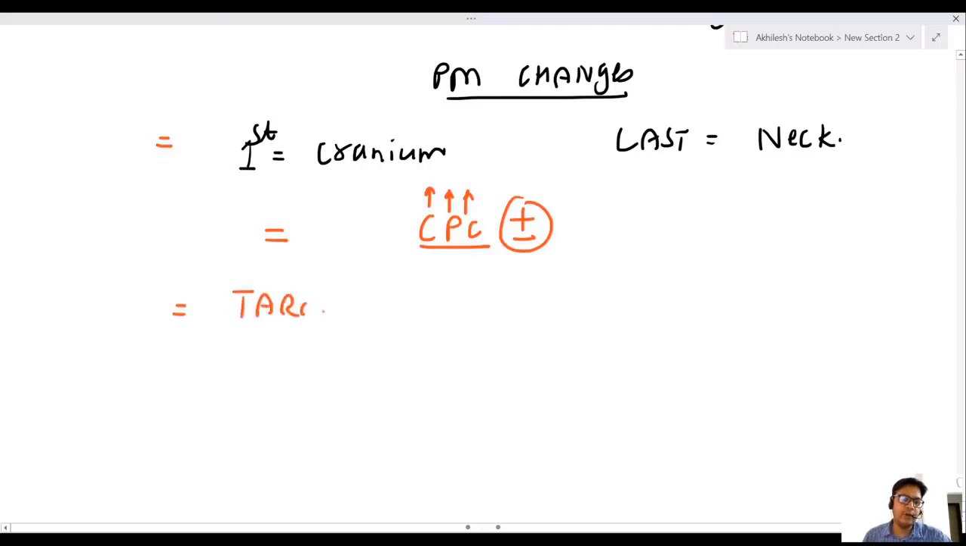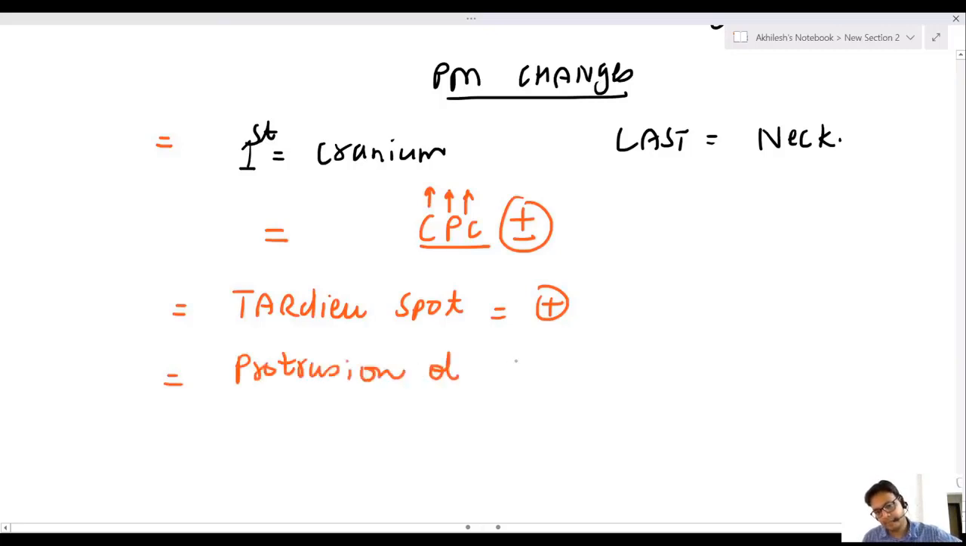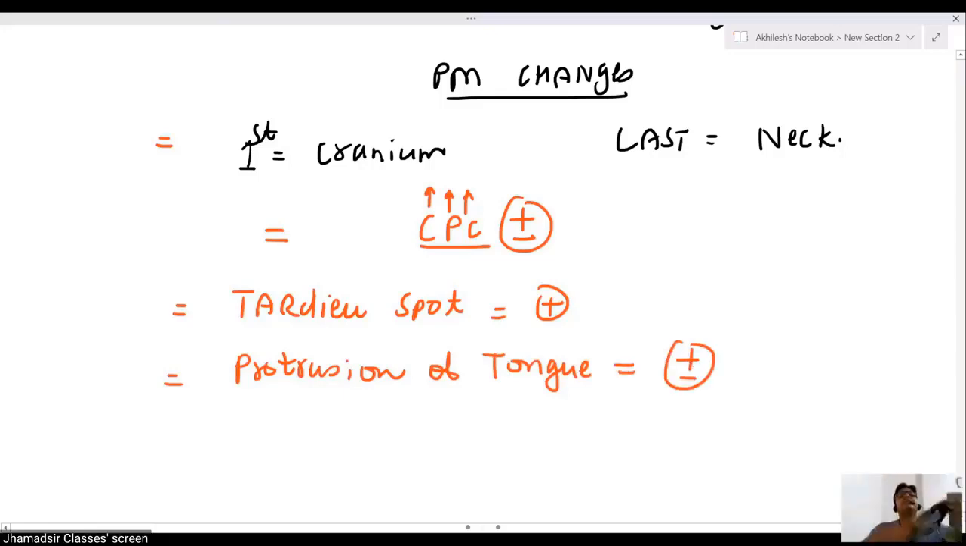Tardieu spots, I already told you, can be present in those asphyxial deaths where the neck is compressed. Conjunctiva is the most common site. Protrusion of tongue can be present. Sir, why protrusion of tongue? See, the ligature goes up and creates pressure on the mandible. This creates protrusion of the tongue.